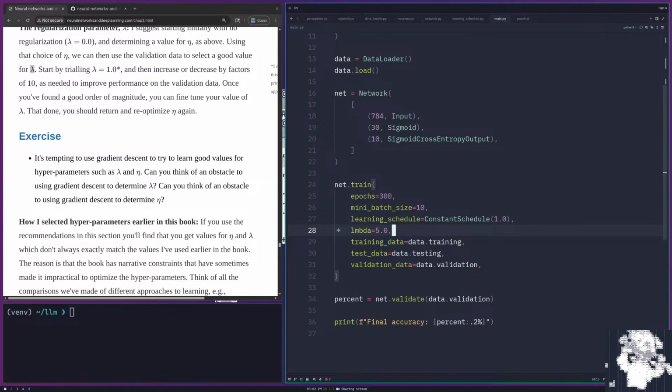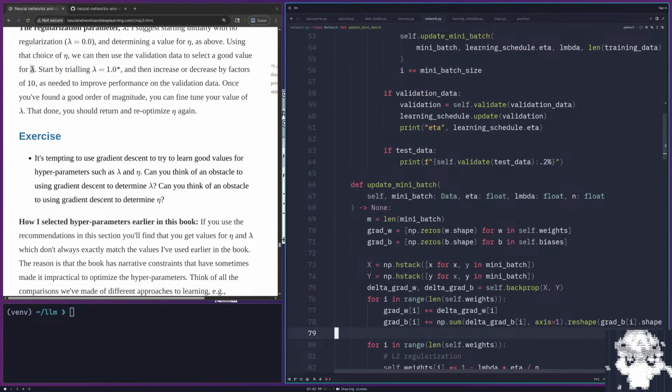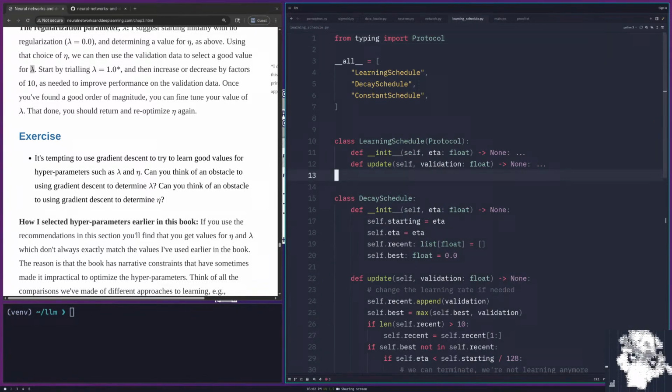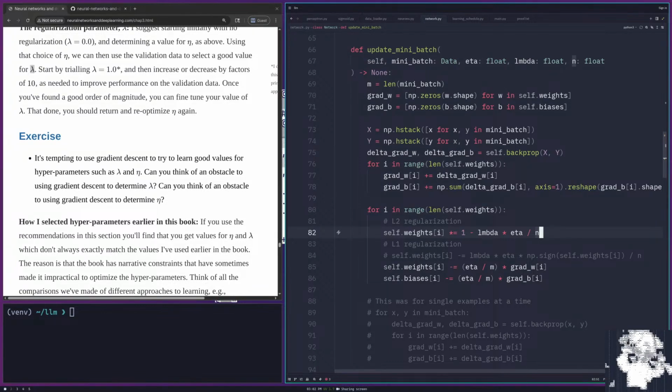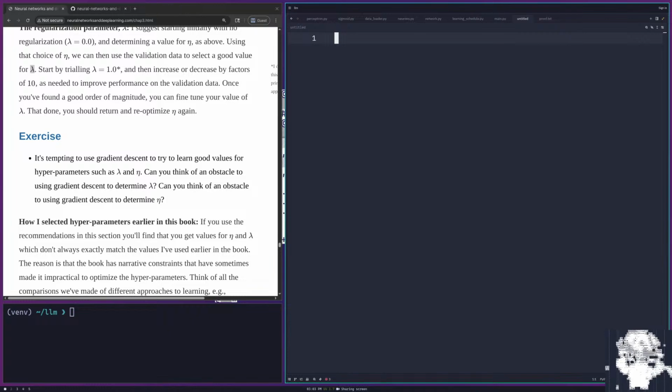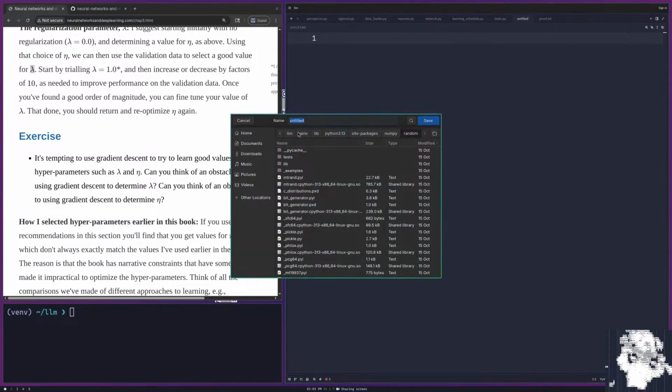I guess I'm not super happy with how lambda is a function of train here instead of something else that's hard for me to describe. I want to do something like a learning schedule, but for regularization. So let's do that. Obviously don't put it there.